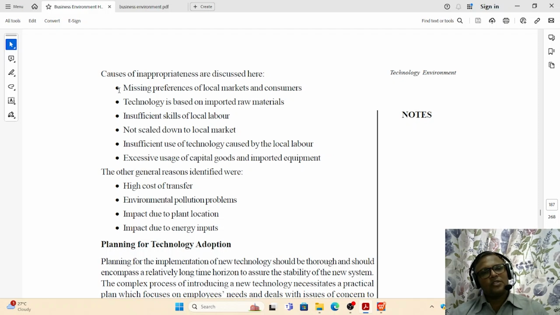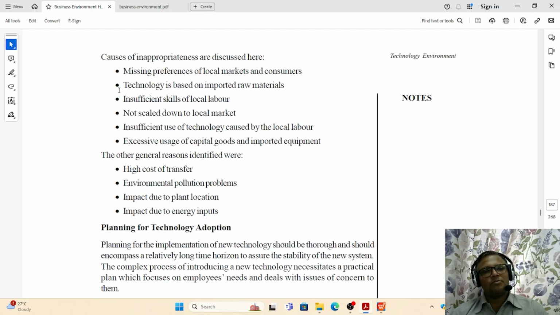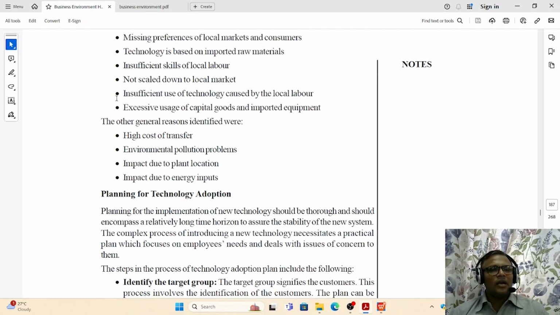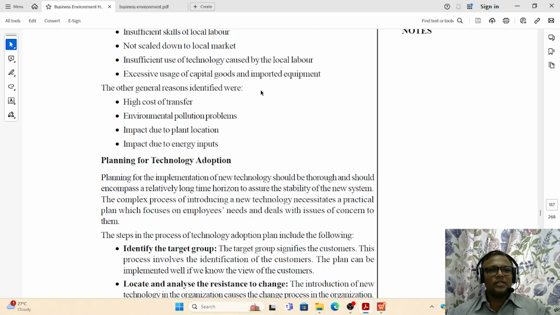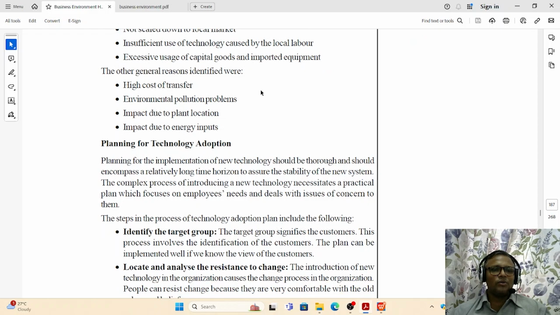First, the missing preferences of the local market and consumer; the technology is based on imported raw materials and sufficient skill of labor, and is not scaled down for the local market. Then there is insufficient use of the technology caused by local labor, and last is the excessive use of capital goods and imported equipment. The other general reasons identified here are: the first is the high cost of the transfer, second is the environmental pollution problem, third is the impact due to the application, and fourth is the impact due to the energy inputs.